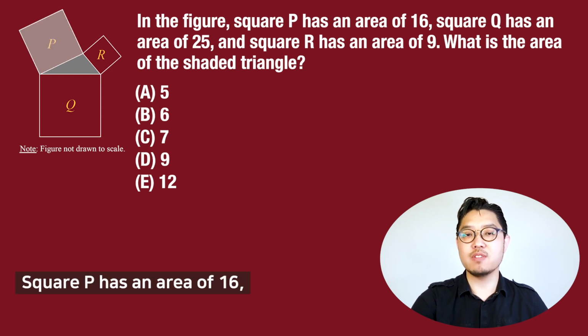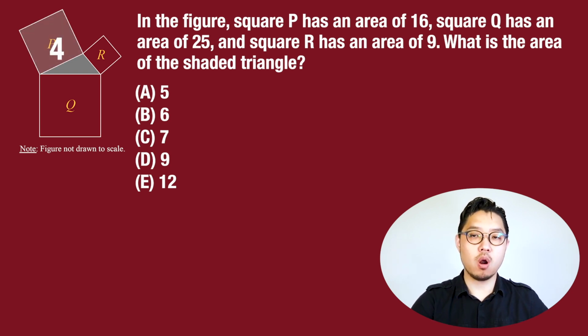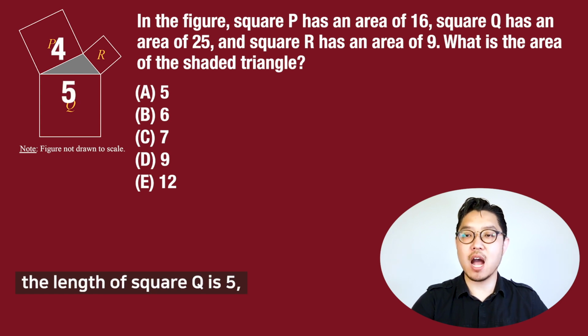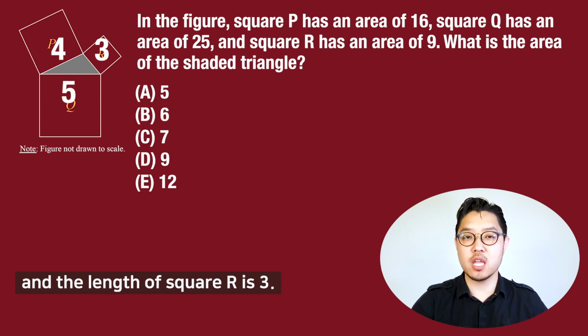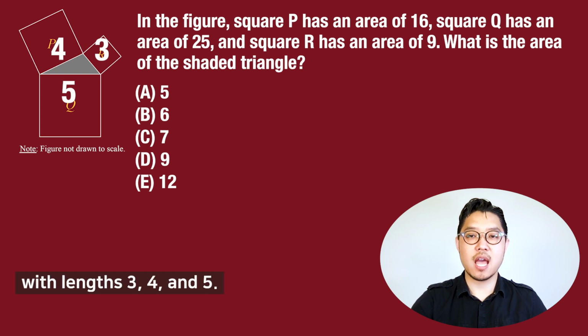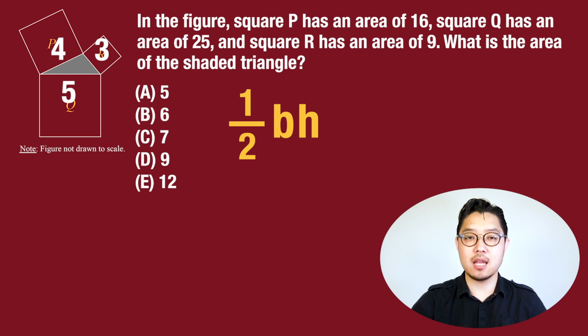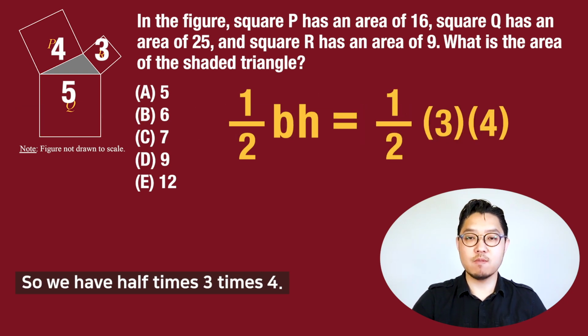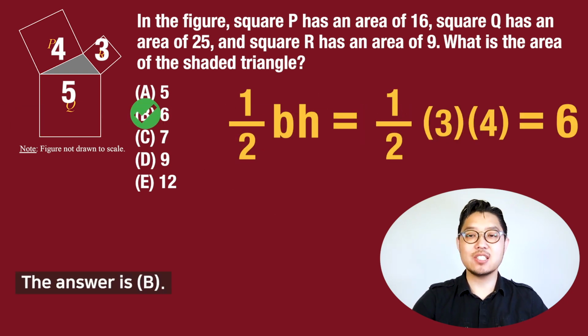Square P has an area of 16, so the length must be 4. Likewise, the length of square Q is 5, and the length of square R is 3. So we have a right triangle with the lengths 3, 4, and 5. The area of a triangle is half times base times height. So we have half times 3 times 4, and the area is 6. The answer is B.